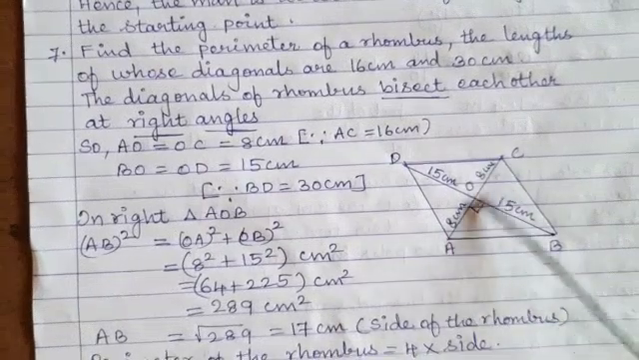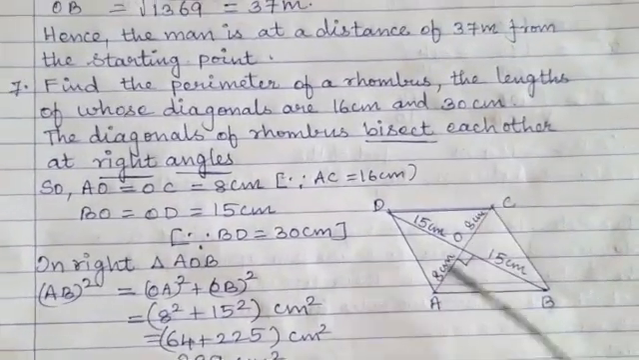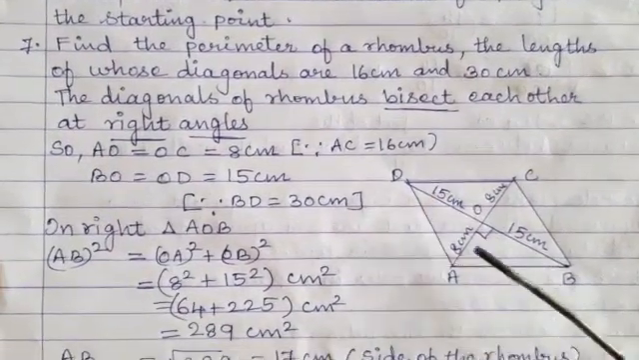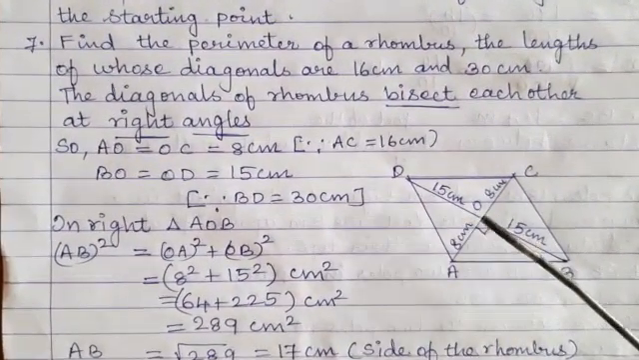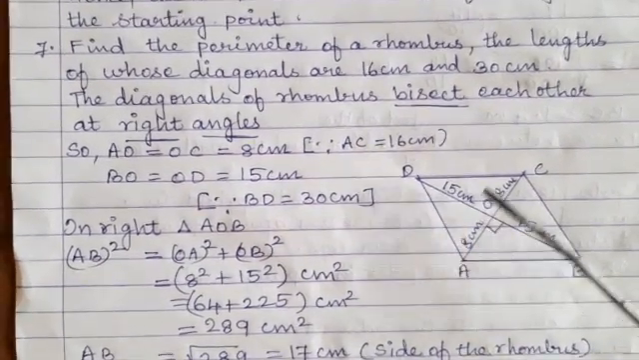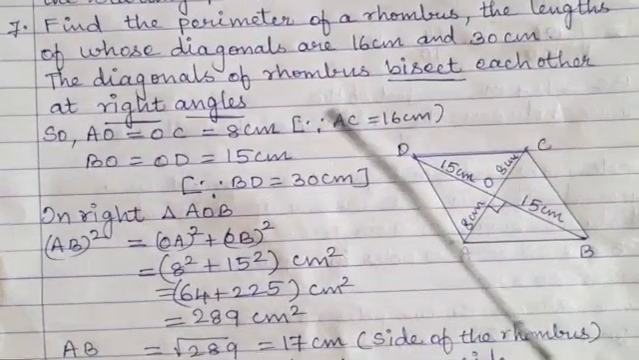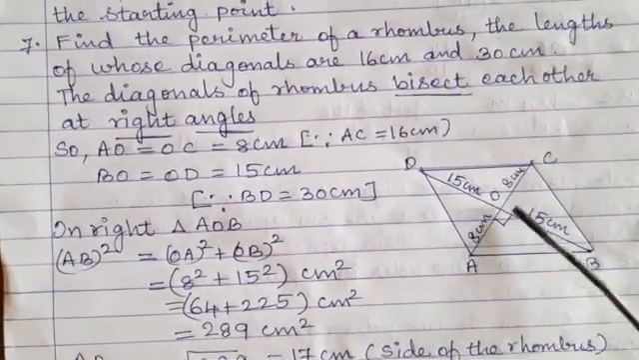The diagonals are AC and BD. Bisect means exactly in the middle it cuts. Both diagonals cut at the middle, and at right angle, that is it forms 90 degrees, that is a right angle triangle. We will get 4 right angle triangles here. Now using this property, we have to solve this question.